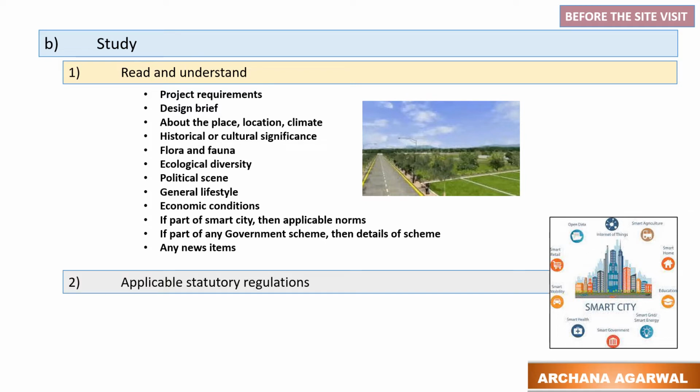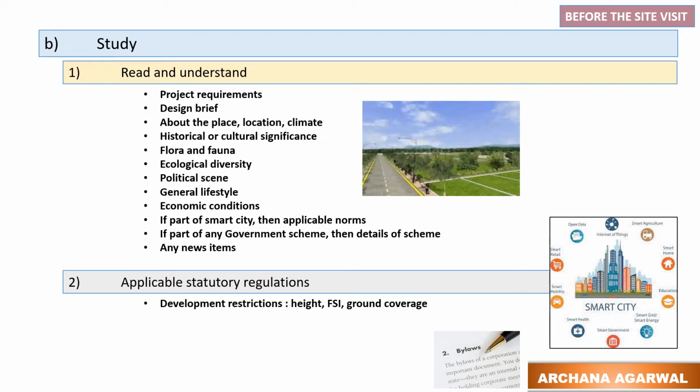Study of applicable statutory regulations is very important. Study of bylaws like FSI, ground coverage, height restriction, recreation ground, etc. give a fair idea to the designer on the configuration and massing of the proposed structures. Rules like aviation, heritage, CRZ, and highways are applicable depending upon the location of the site, and study of these regulations makes the architect aware of the development restrictions.